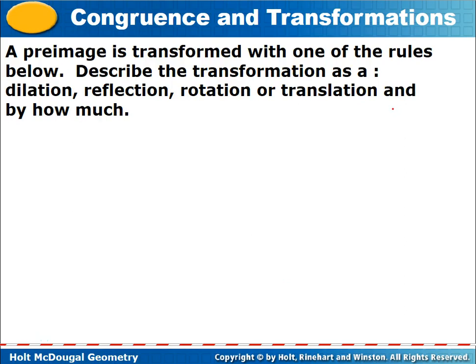So a preimage is transformed with one of the rules below. Describe the transformation as a dilation, reflection, or rotation. Now we're on the back of the paper. Go ahead and flip it over. What I want you guys to do here is tell me, was it a translation, a reflection, a rotation, or a dilation?